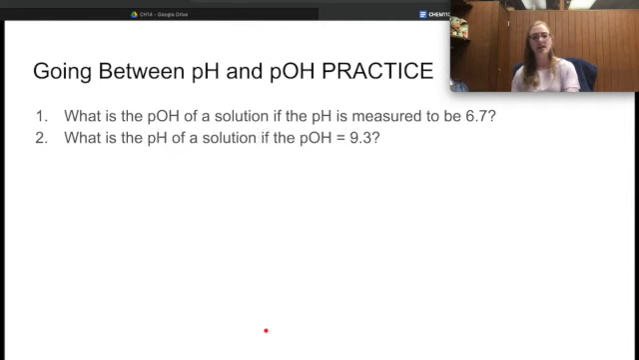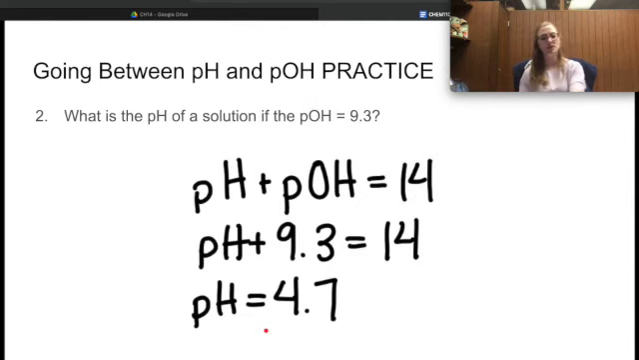I have given you, again, a couple of practice problems just to practice flipping back and forth, going between the two so that you can see how that changes, and you can practice with those sig figs as well. So that being said, that is the end of our chapter on acids and bases.